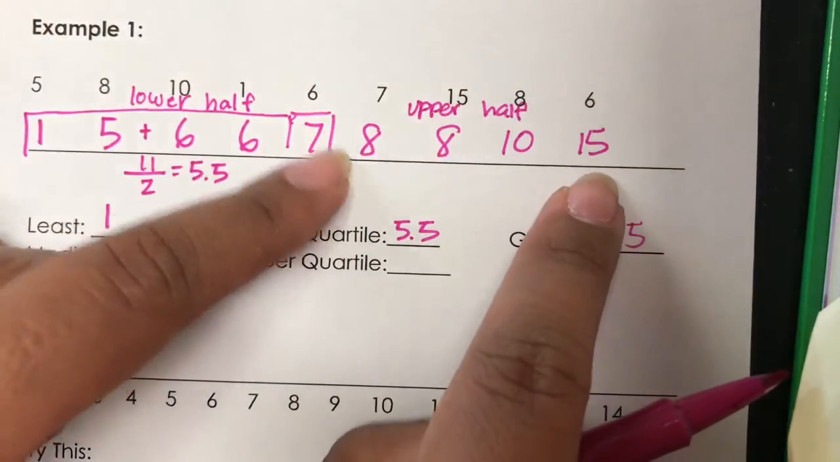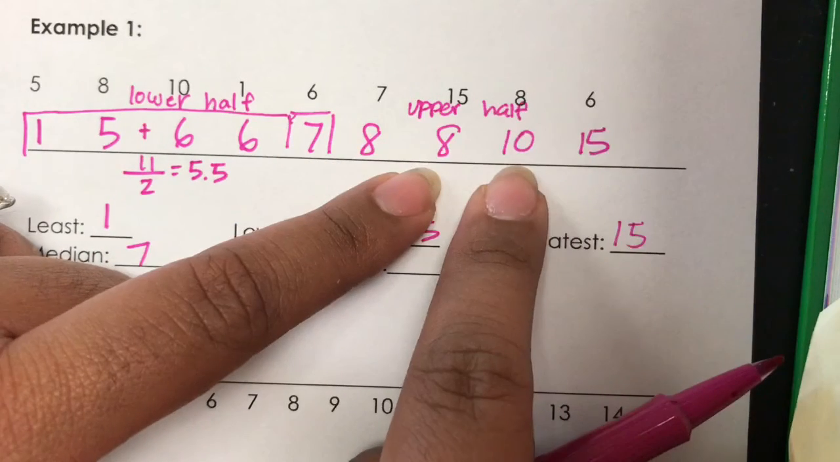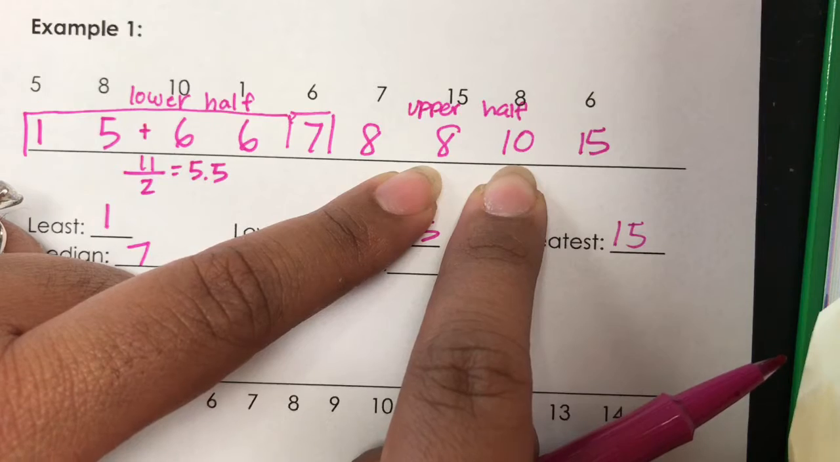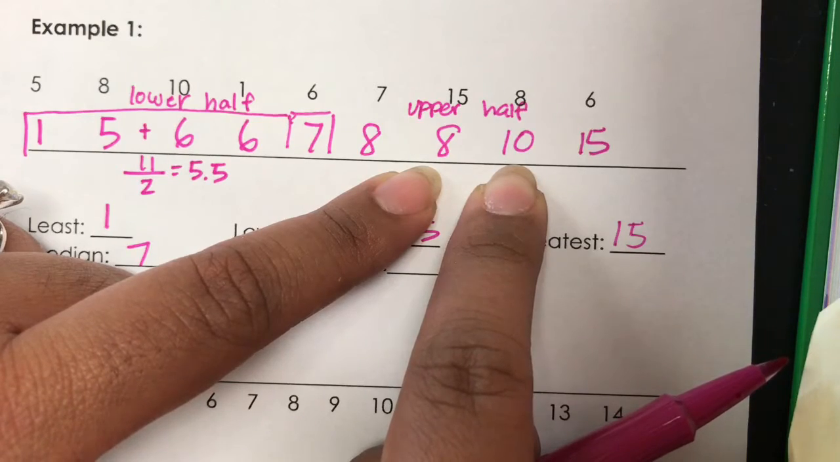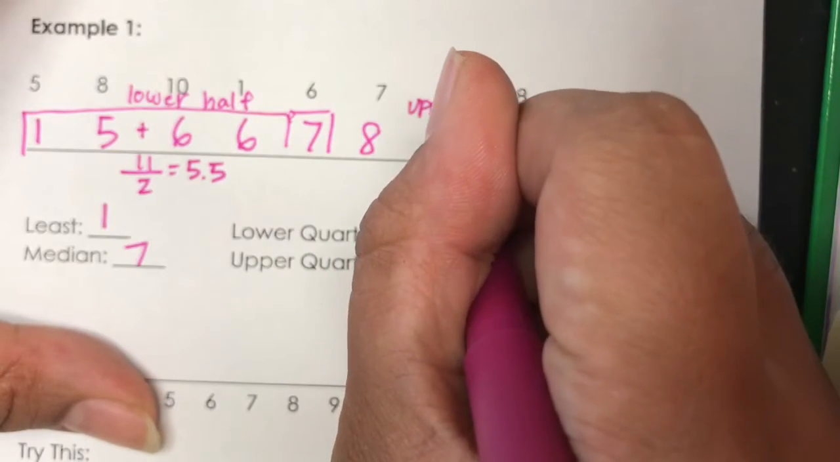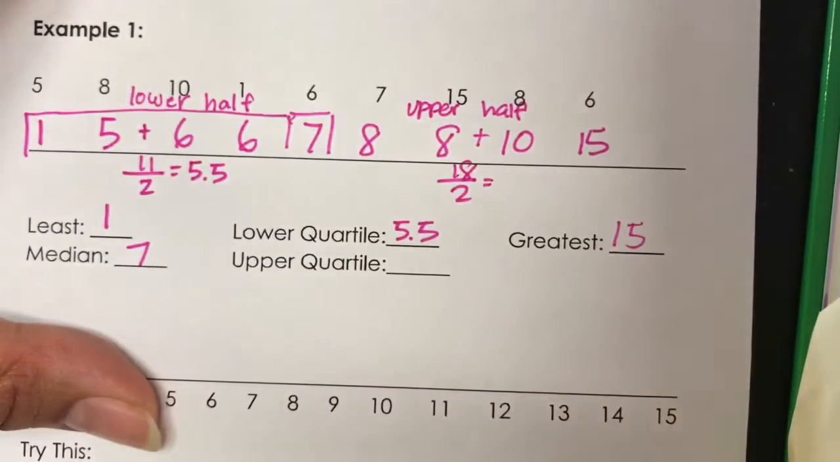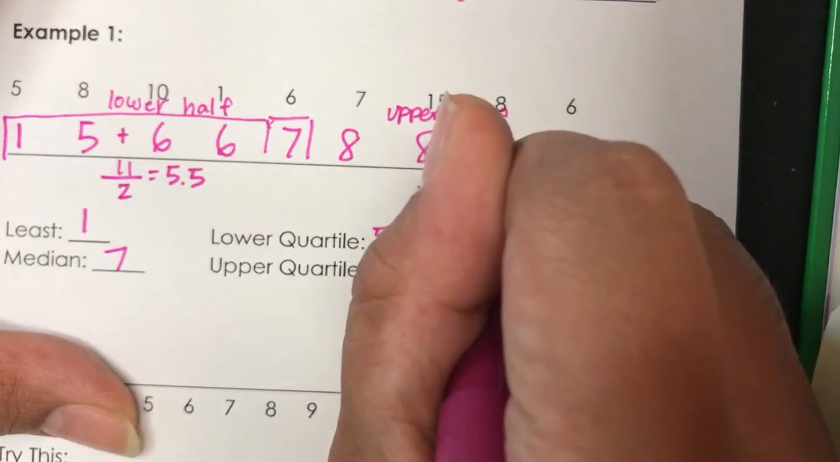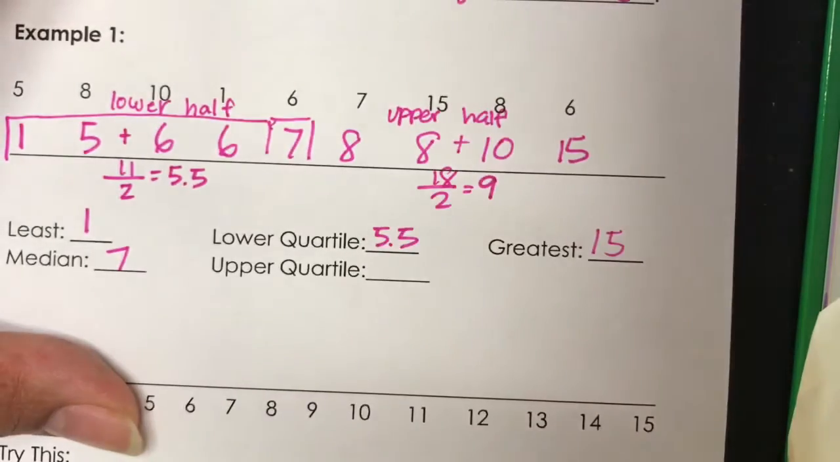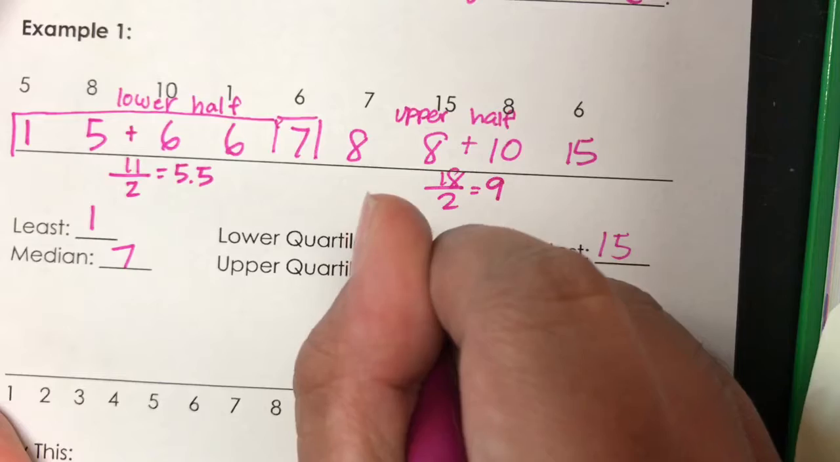And we need to find the median. So starting out from the outside, work our way in, and we again have two numbers in the middle because it's an even amount of numbers. So we need to find the mean. So we have to add 8 plus 10. 8 plus 10 equals 18. Divide that by 2, and you get 9. I hope you were thinking 9. Okay, so 18 divided by 2 is 9. So that's our upper quartile.